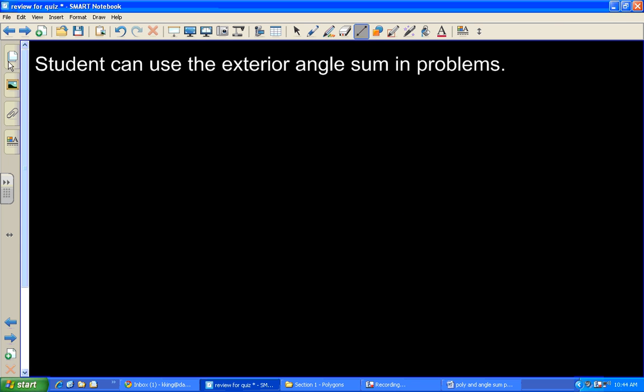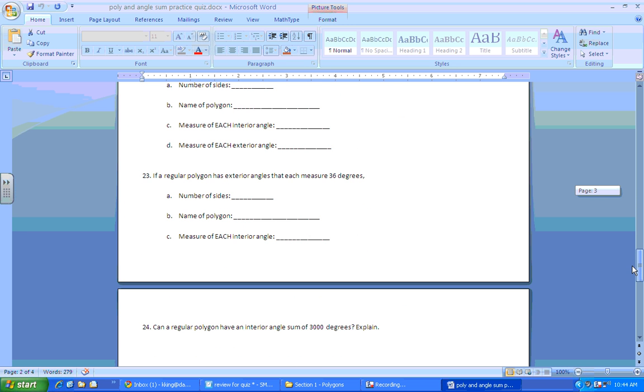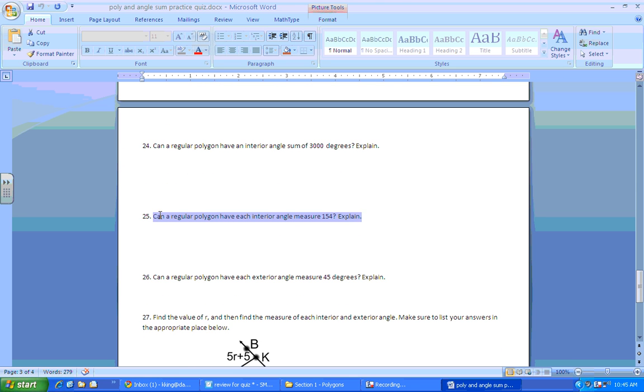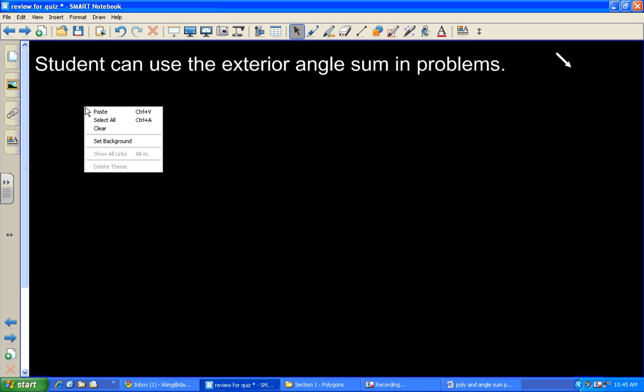Alright. I believe this is our last learning target we need to look at. So, using the exterior angle sum in problems. There are two key things here. Alright? All exterior angles have to add up to 360, and each exterior angle is supplementary with its interior angle. Okay? So, for instance, let's look at this one. Can a regular polygon have each interior angle measure 154 degrees?